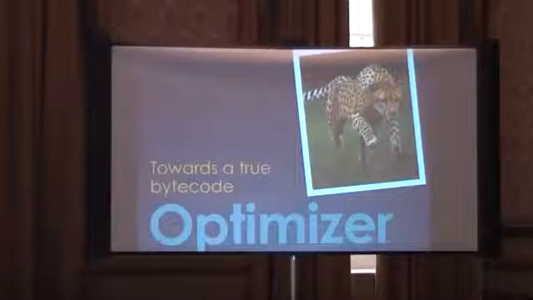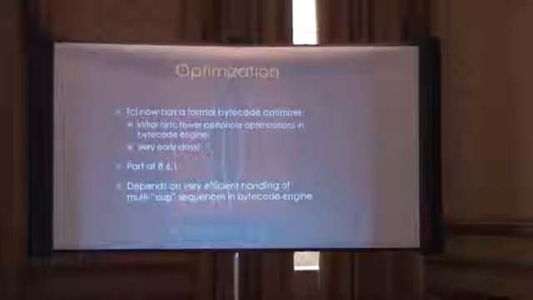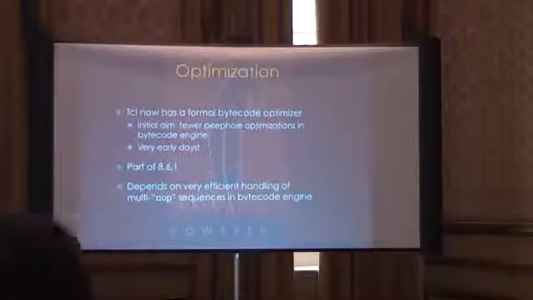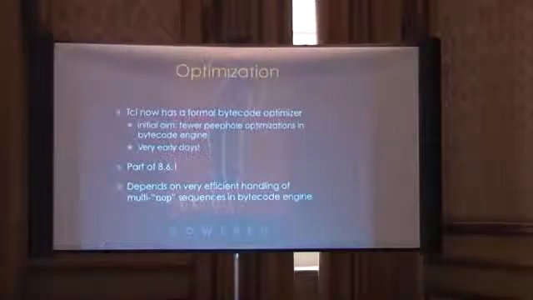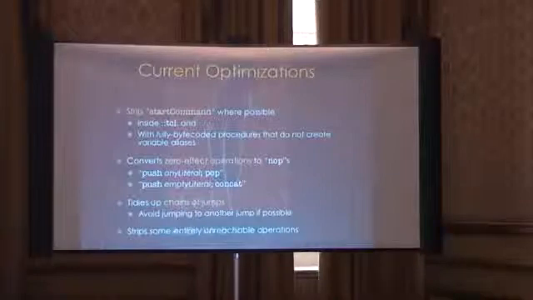So, another thing I've been doing, we've actually got an optimizer, brand new in this release. At the moment, the aim is to reduce the number of peephole optimizations in the bytecode engine itself, to try and make that code a bit less crazy. It depends at the moment on having one nasty hack with handling multi-node sequences, but if we look at the current optimizations, we've got things like stripping the start command instruction where possible. It's quite conservative about that.